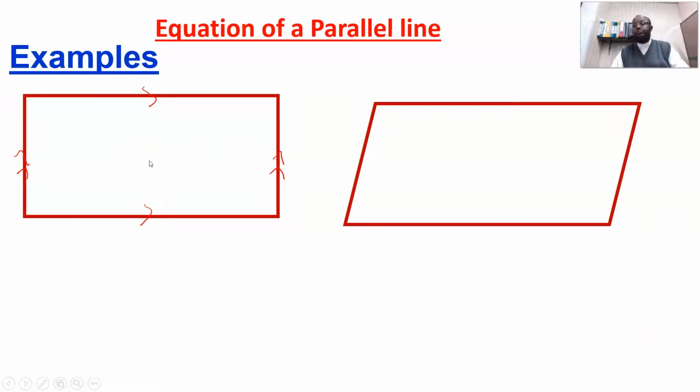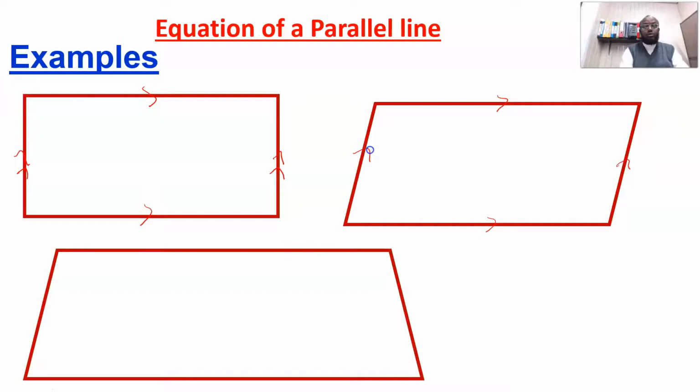This is another shape. This shape has parallel lines. Yes, it has parallel lines. So this top one and this one are parallel, and this pair is also parallel. And the name of this shape is parallelogram.